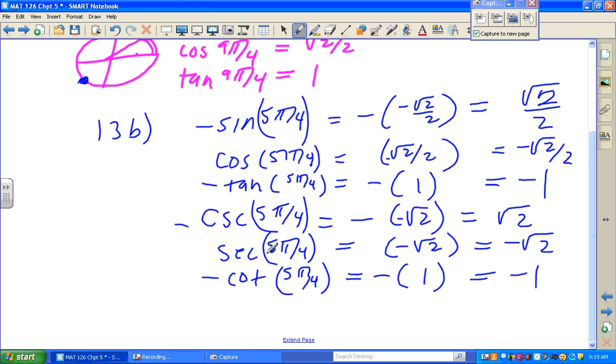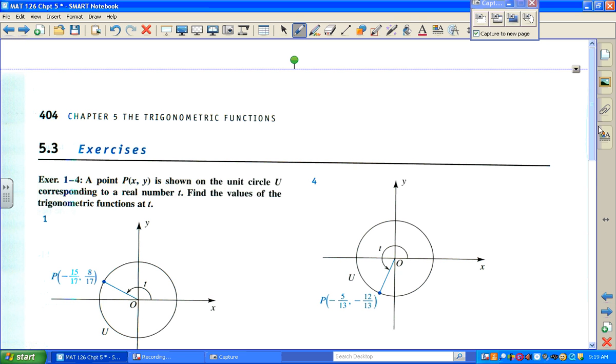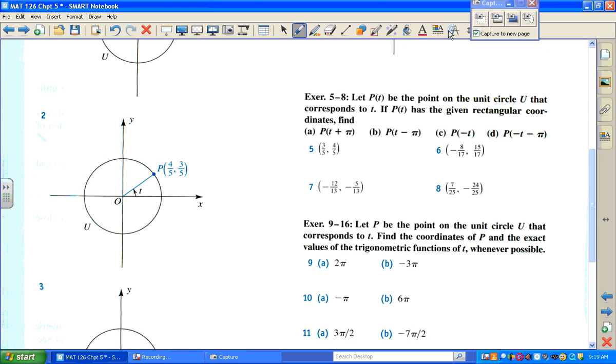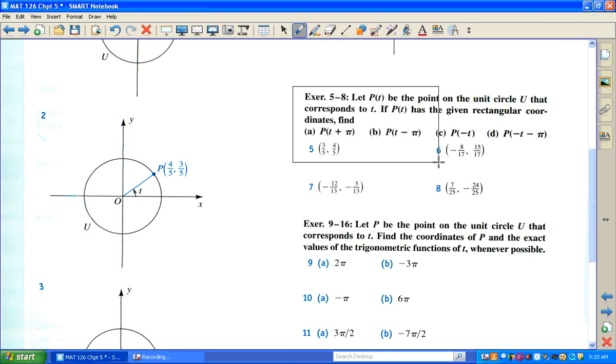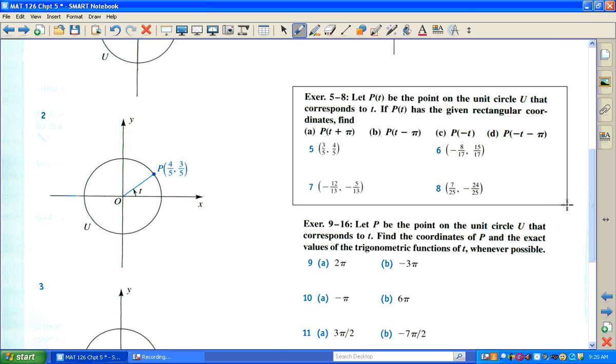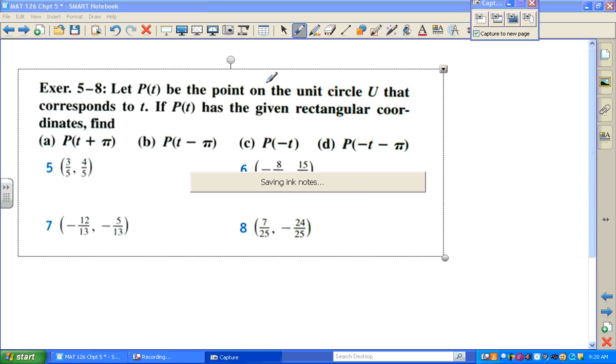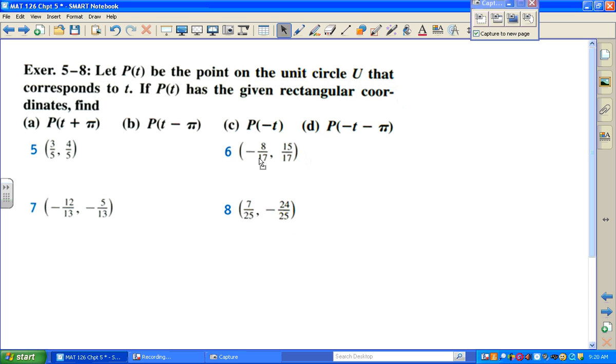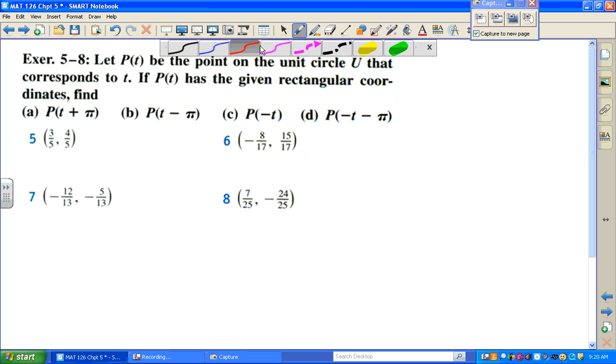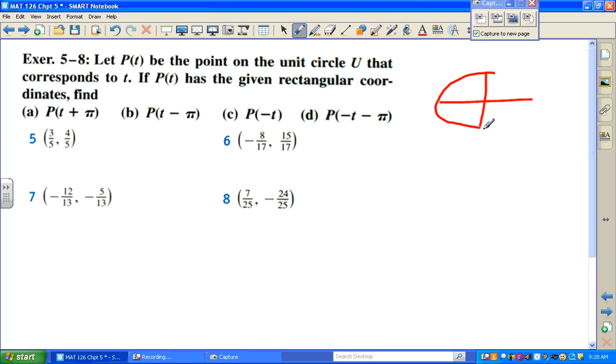Fantastic. Yes? Number 5? Yeah, go around the back of the room. 5 and 7, you mean? Yeah, 5 and 7. Number 5. That's because you can read. Let P of t be the point on the unit circle that corresponds to t. This is the unit circle.